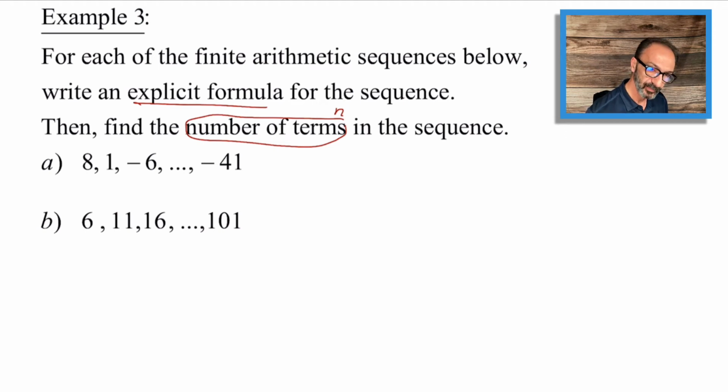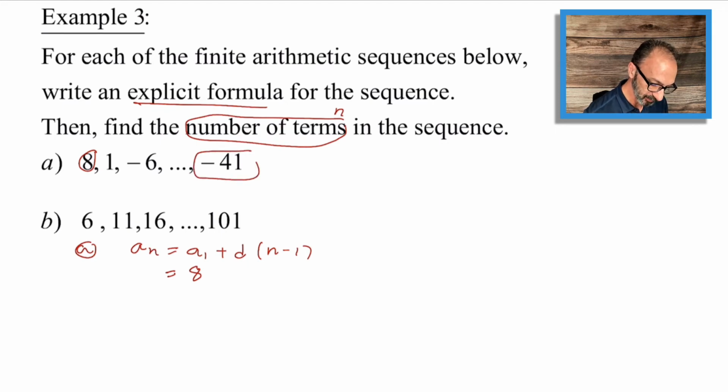For part A, let me do part A right here, and I'll do part B on the right side. We have a sub n equals a sub 1 plus d multiplied by n minus 1. And here a sub 1 is 8, so we're going to write 8. A sub n, which is the last term, will be replaced by minus 41.